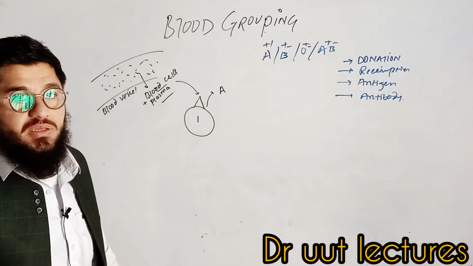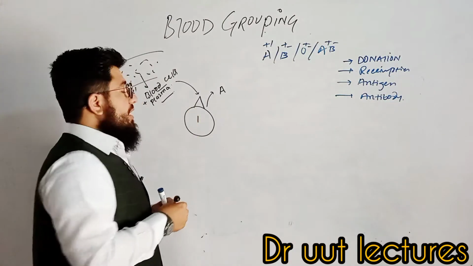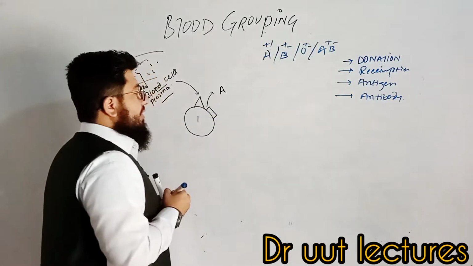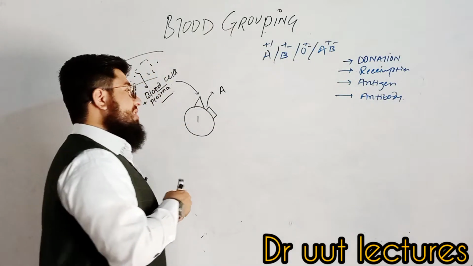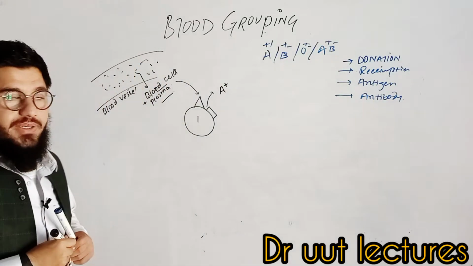What does that mean? It's very simple. If along with this type of structure the technician finds another kind of structure, then the technician will suggest that this person is having A positive blood group. Now what are these two things?